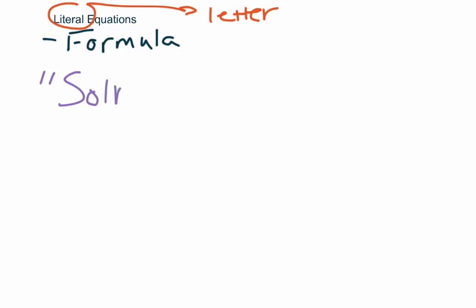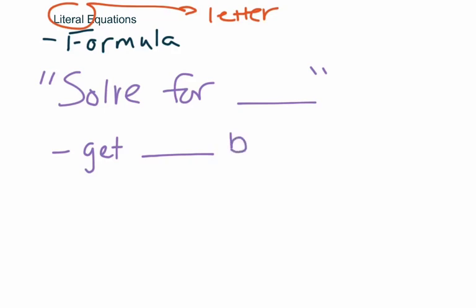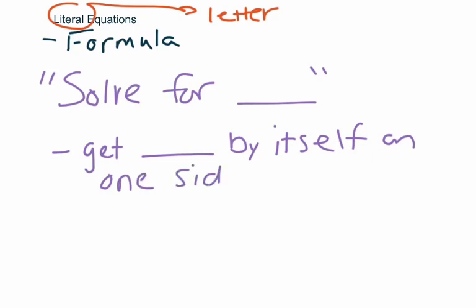It'll say solve for, and then there will be something after that, like solve for X, solve for Y, solve for B, solve for H, solve for something. And what that means is get the something by itself on one side of the equal sign. And you can put whatever you want in this blank. So it might be solve for y, which means get y by itself.